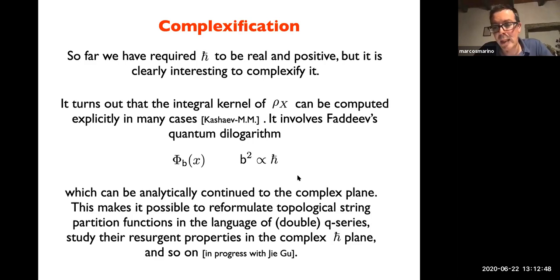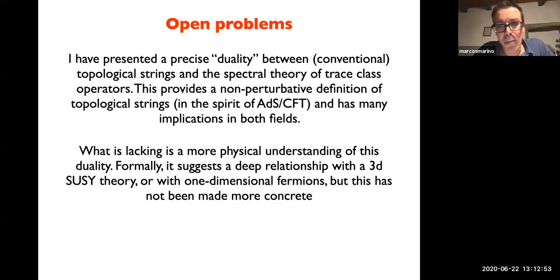Okay, so let me just mention some open problems. What I have presented is a quite precise duality in the sense that you can actually relate very precisely calculations in spectral theory, the spectral theory of trace class operators, to the conventional topological string. And in a sense, you can mix both the topological and the Nekrasov-Shatashvili limit in a single object, which is perfectly well defined and so on.